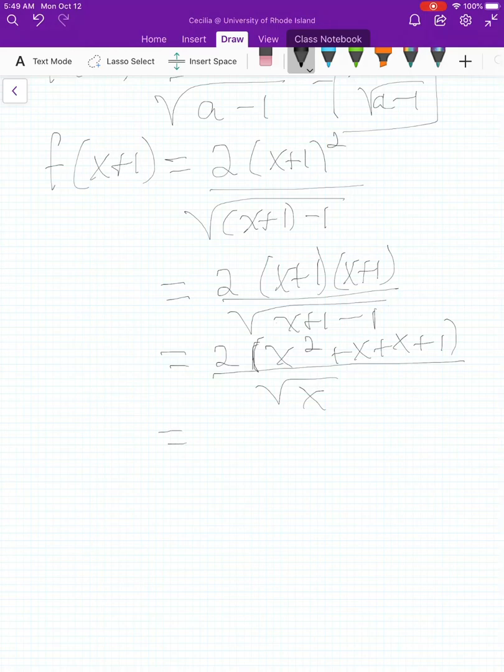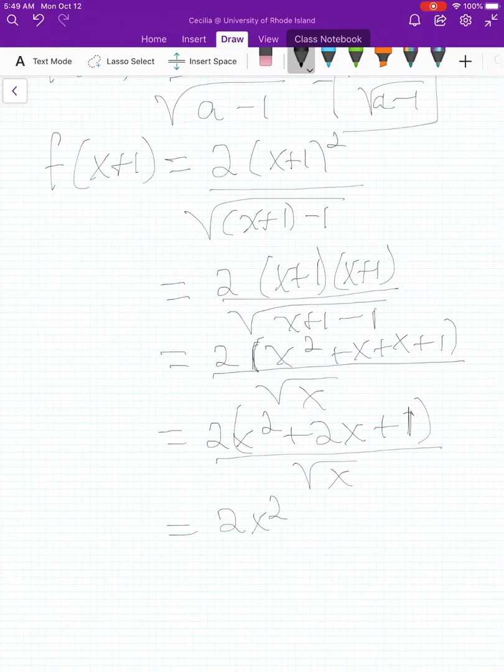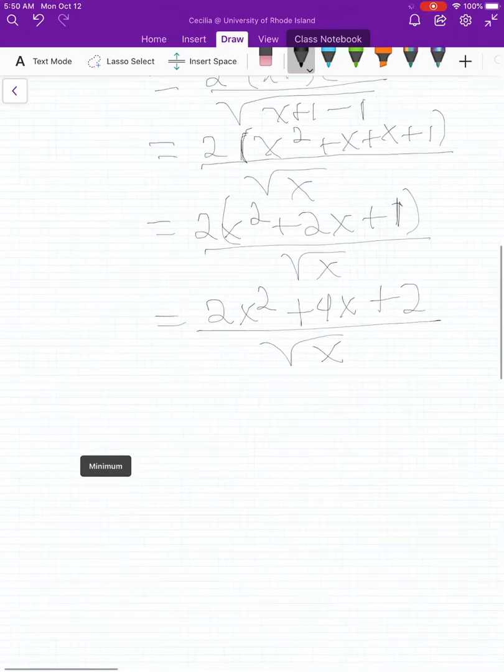This is equal to 2x squared. Oh, actually, let's go one step. Let's simplify in here. Plus 2x plus 1 all over the square root of x. Now we'll distribute this 2, so we get 2x squared plus 4x plus 2 over the square root of x. And that's as far as we can go with this one. Okay, let's try one.